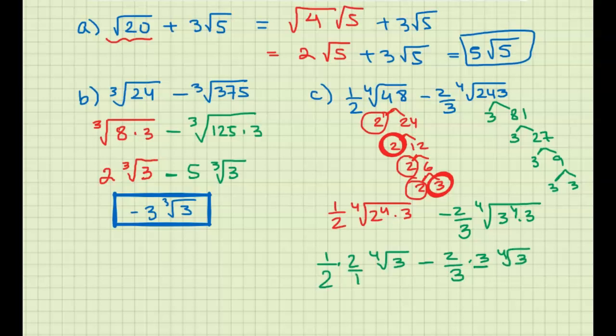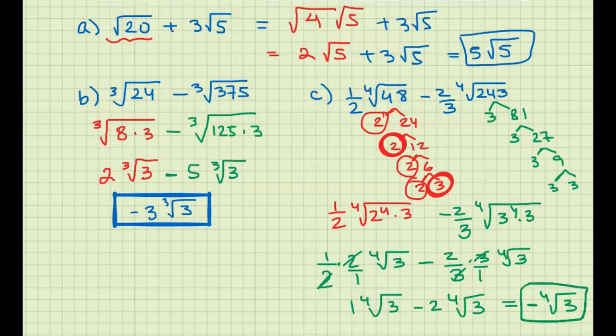Let's make these into fractions. 1/2 times 2 is 1, so 4th root of 3. 2/3 times 3 is 2, 4th root of 3. So 1 4th root of 3 minus 2 4th root of 3 is negative 1 4th root of 3. Yeah, so we simplify, and then we collect like terms if we end up with the same radical.